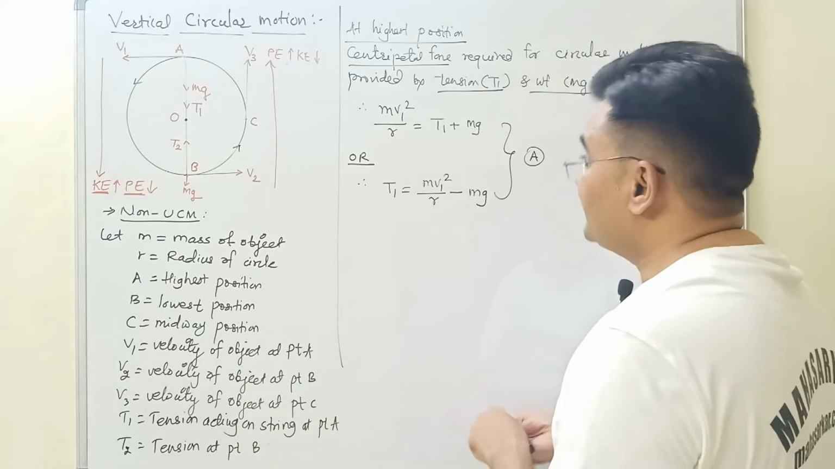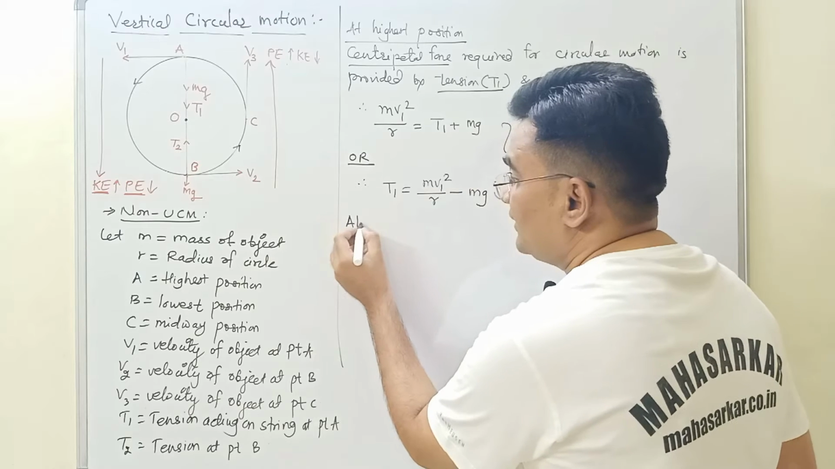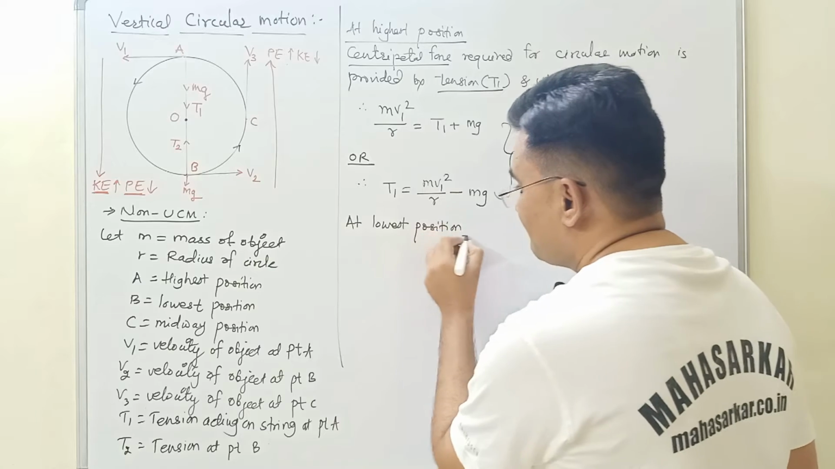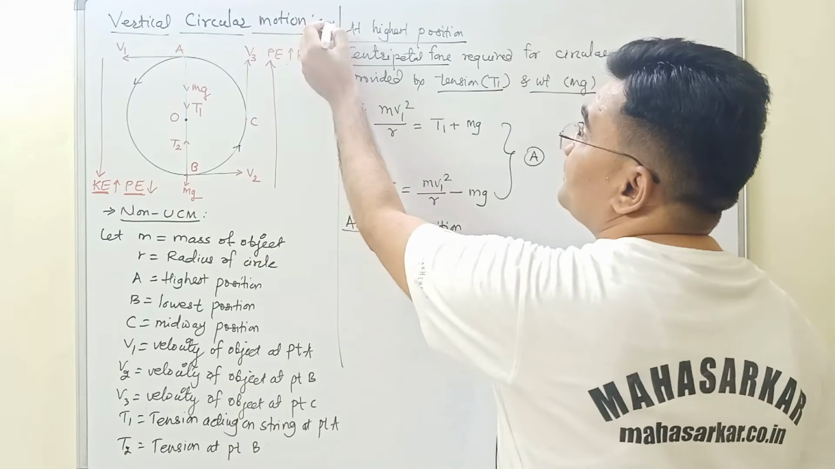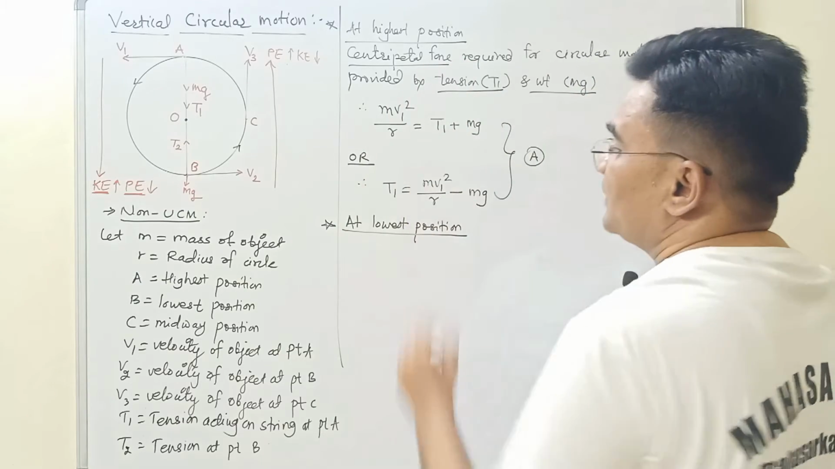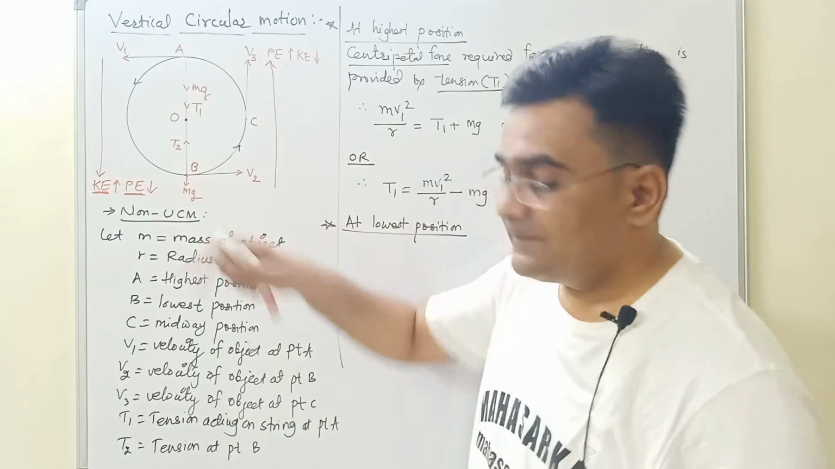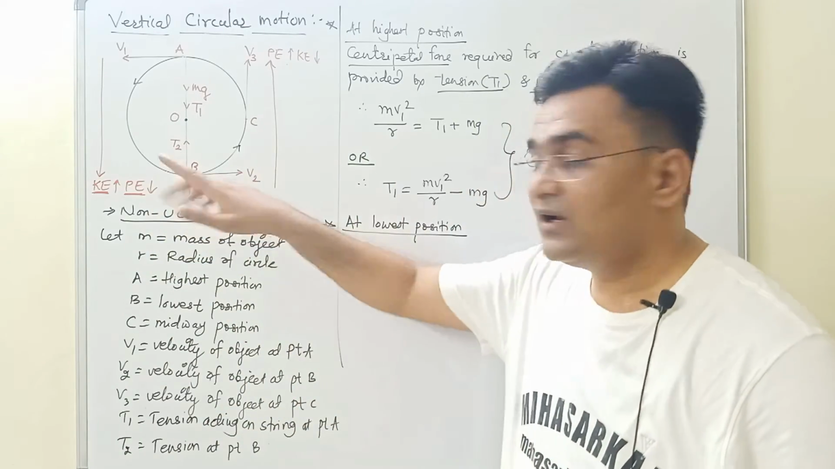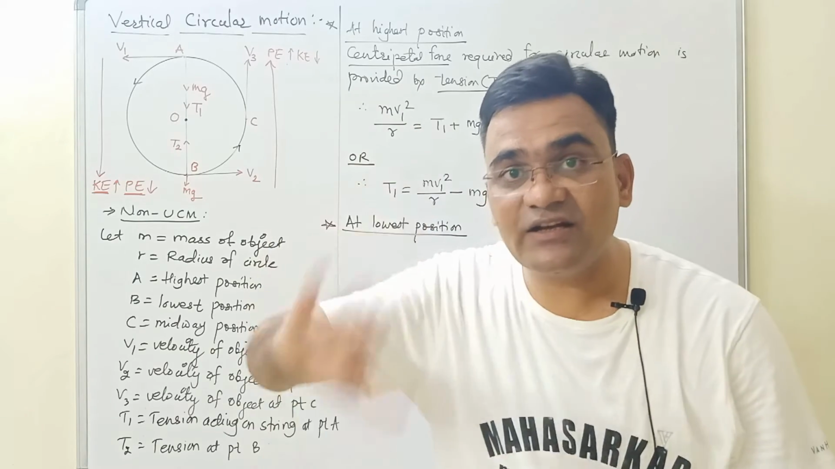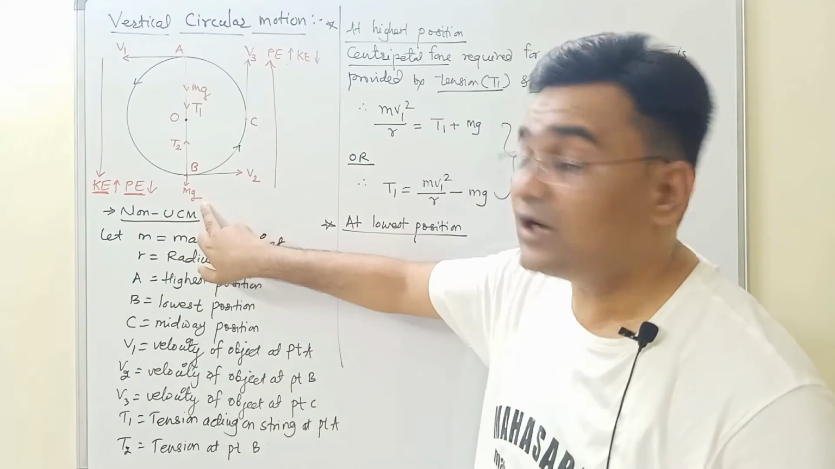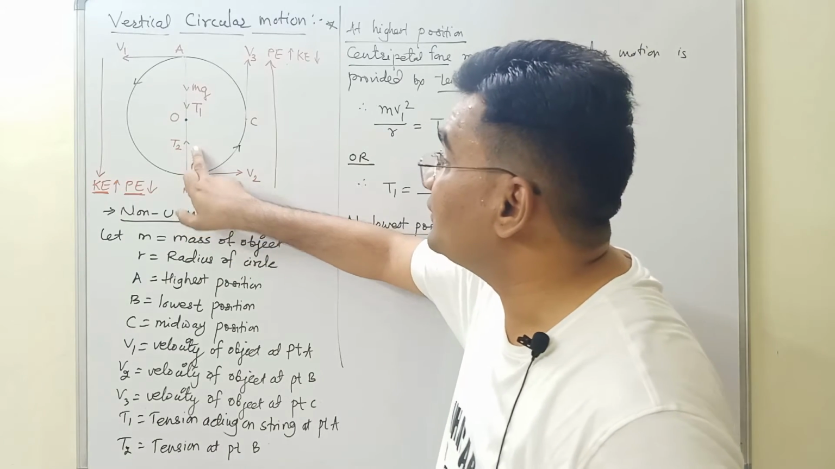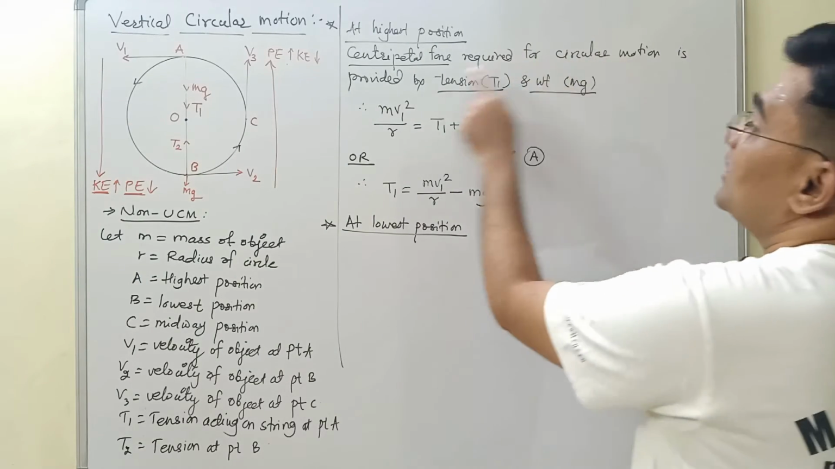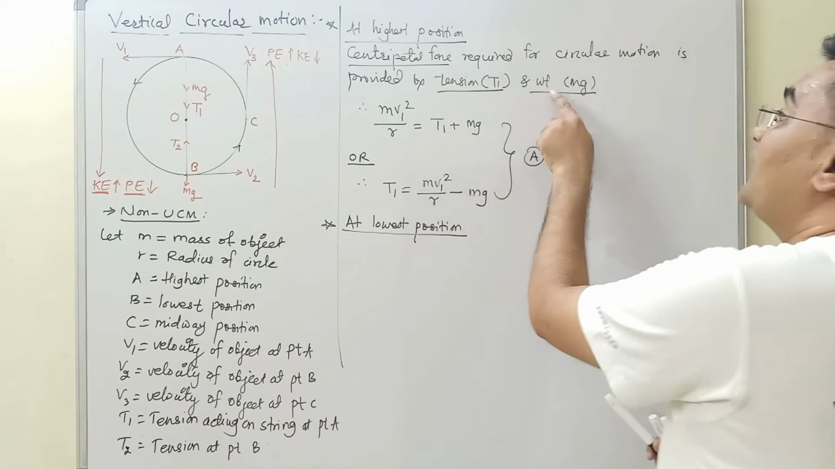Now, at the lowest position, that means at point B. What is happening at point B? Wherever you are, whatever the position, the weight is always directed towards the center of the earth. So weight mg is directed downwards, but the tension acting on the string is in the upward direction. So here also the centripetal force for circular motion is provided by tension T2 and weight mg.